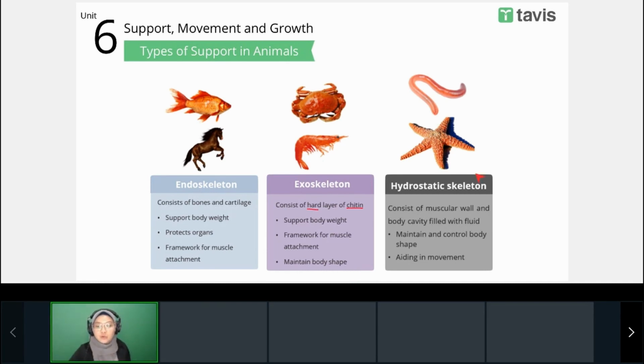Now we go to the hydrostatic skeleton. This hydrostatic animal doesn't have a skeleton. It consists of a muscular wall and the body cavity is occupied with fluid. The function of the fluid is to help them maintain and control their body shape. It also aids them in movement. Examples of hydrostatic animals are a worm, a starfish, a tapeworm, and a caterpillar. Usually for this type of animal, when we break it down, we're going to see a lot of fluid all over the body.